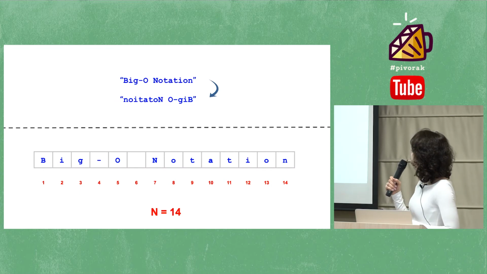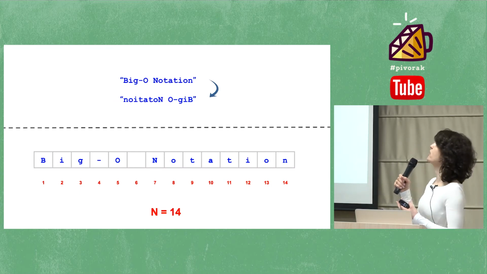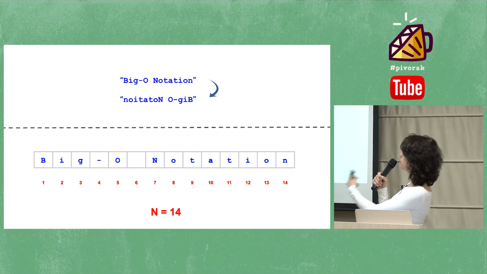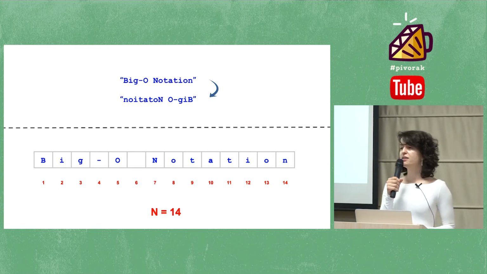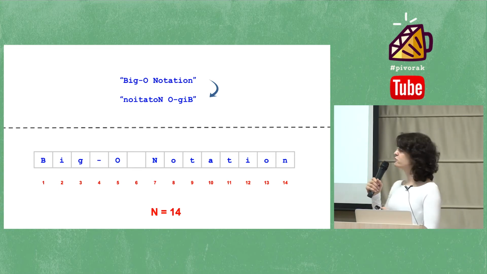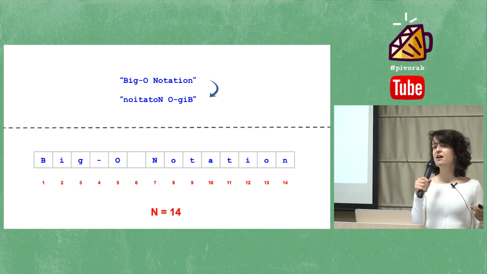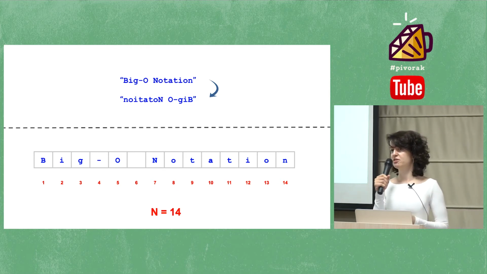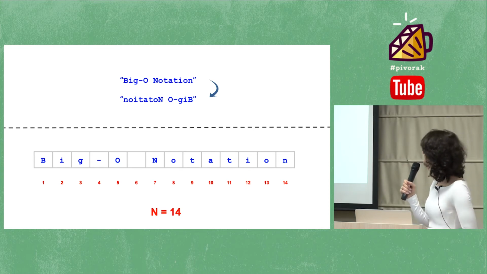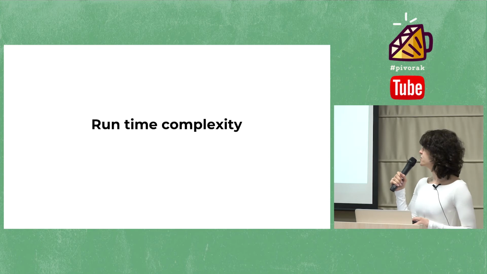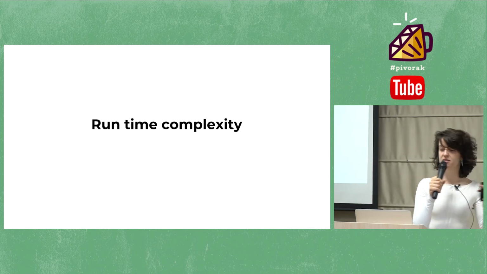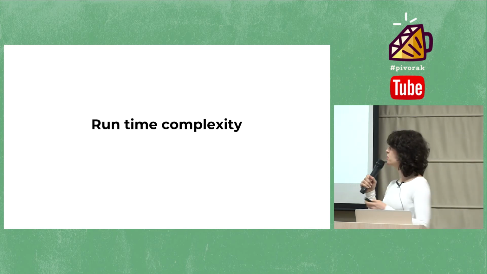If you had to reverse a string, so put all the characters in reverse order, well, the size of the problem would be the number of characters in your string. In this case, that would be 14. Depending on the task, you're trying to find a measurement that directly affects the runtime of the solution, and that's the size of the problem. So now we go to the runtime complexity. There's the size of the problem, and there's the complexity of the solution you're using to solve it.